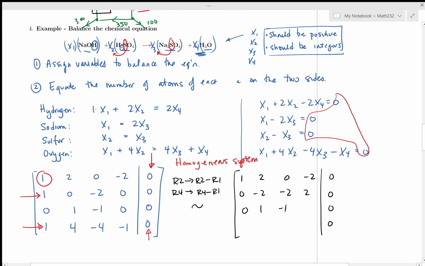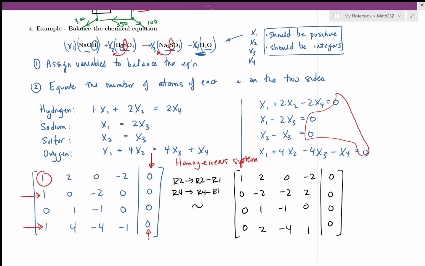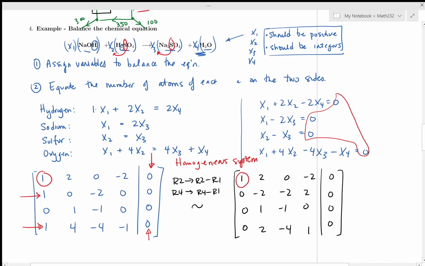Zero, one, minus one, zero, and zero, two, minus four, and one. All right, so I've still got my leading one here, and then I want to make this position right here also a leading one. I could swap rows two and three, or I could multiply row two by minus a half. I'm going to choose to multiply row two by minus a half. So my next row operation is to replace row two by minus one half row two. It doesn't matter which one you do, but what you do want is a one. You want to try, if possible, to get a one in this next potential position for the leading one.